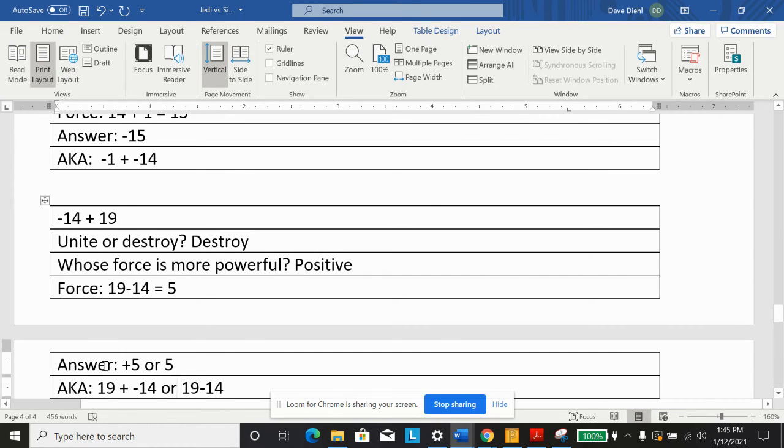I also could write that problem as 19 plus -14 or 19 minus 14. These all mean the same thing.